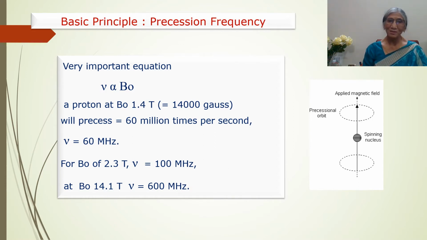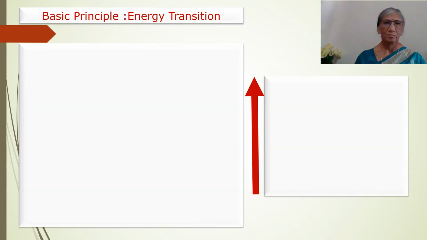If it is placed under the influence of 2.3 Tesla, then its precessional frequency will be 100 megahertz. And when it is placed under the influence of 14.1 Tesla, then its precessional frequency will be 600 megahertz. So we can see that the precessional frequency of a nucleus depends upon the strength of the external magnetic field.